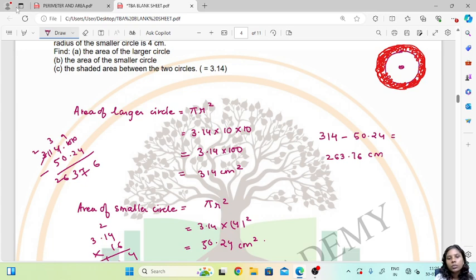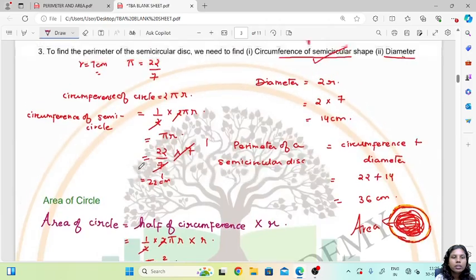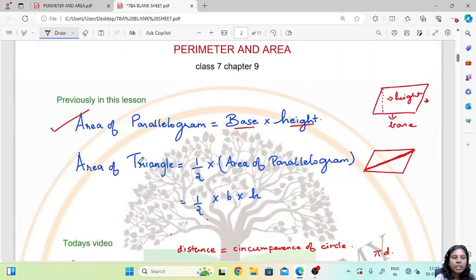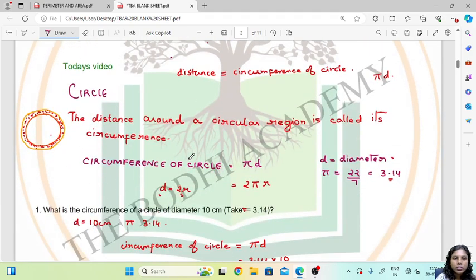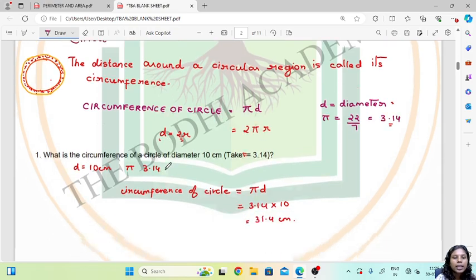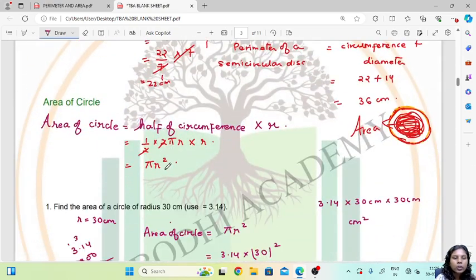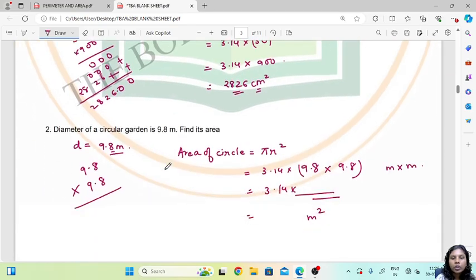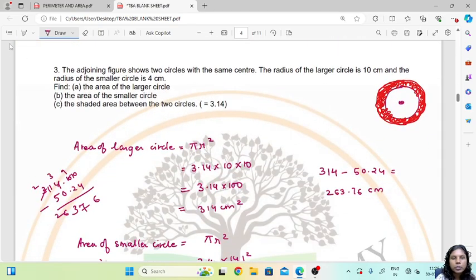Okay. So that was it for this chapter. Throughout this chapter we have learned firstly area of parallelogram, area of triangle, then we spoke about the circumference of a circle, then we also spoke how if we are given only a semicircle, then how we have to change the circumference of the circle formula to get the circumference of a semicircle. Then we also spoke about the area of a circle and we solved the related examples.